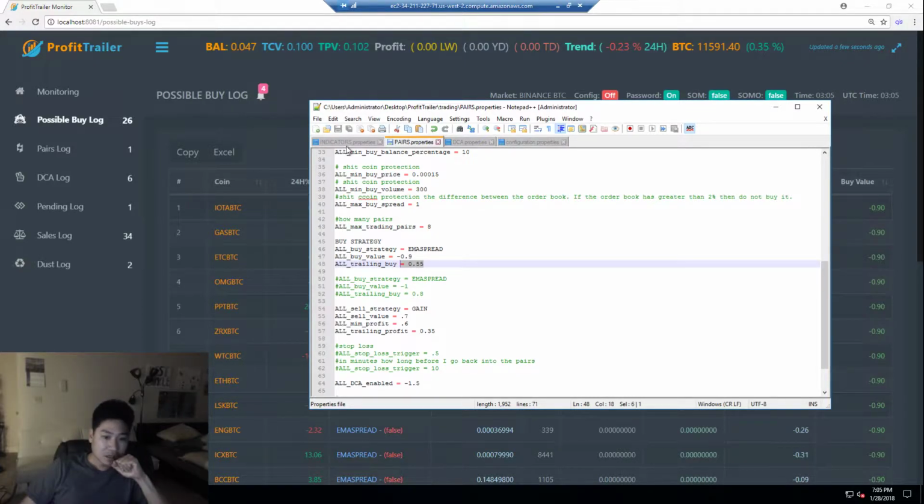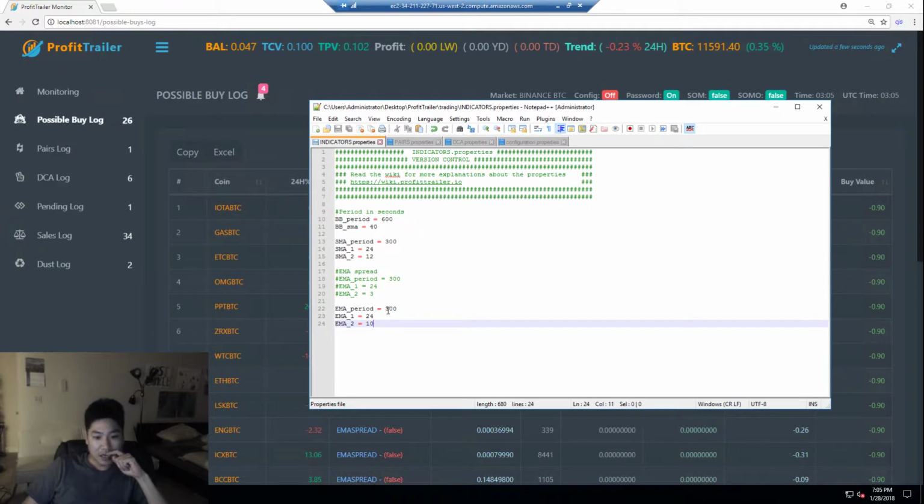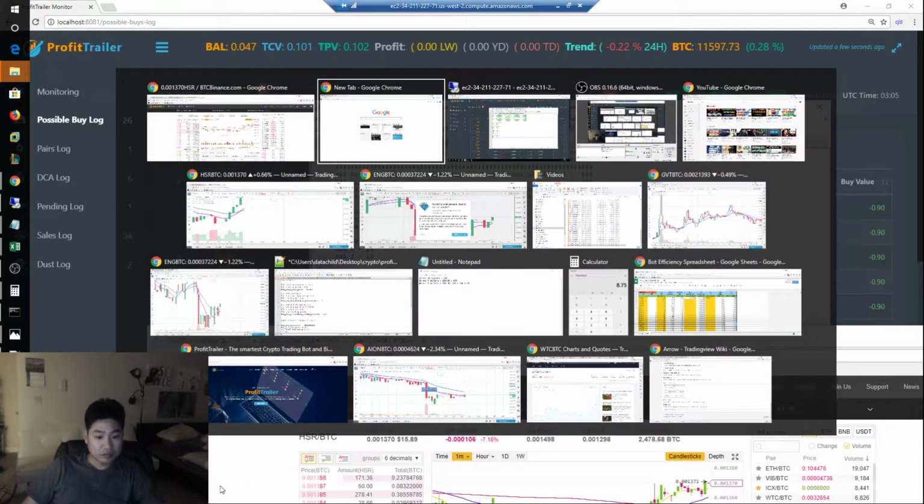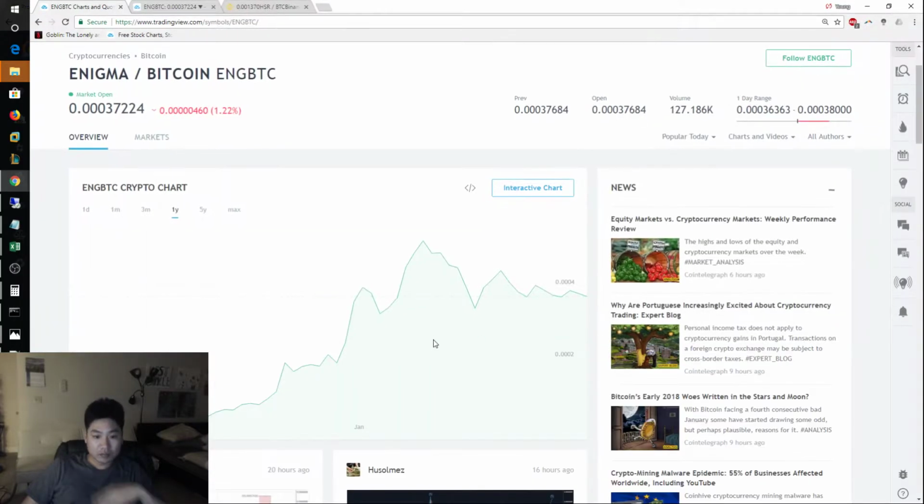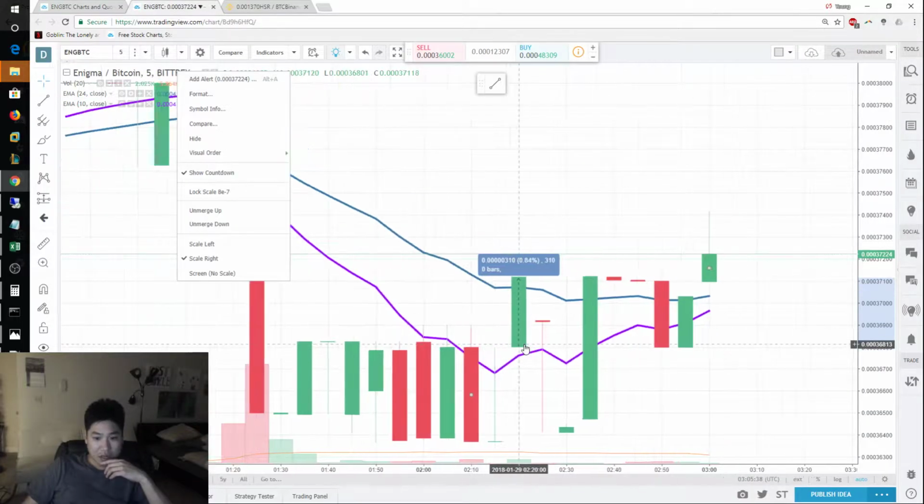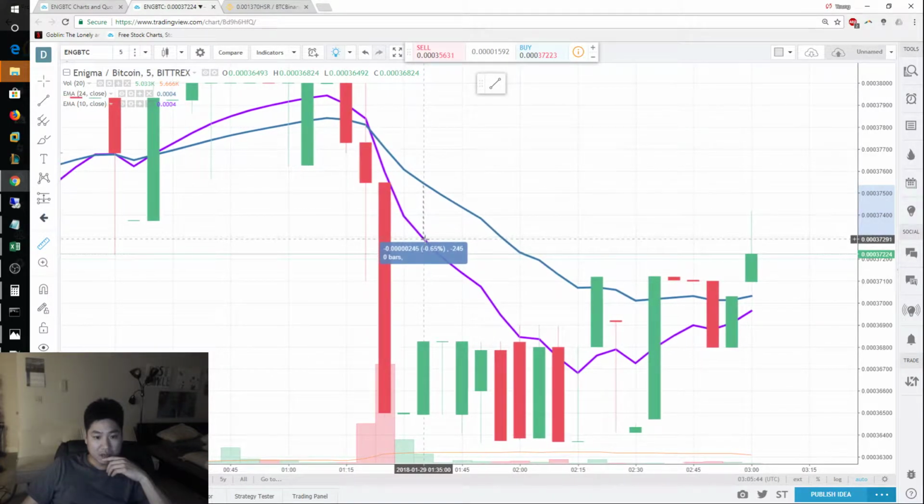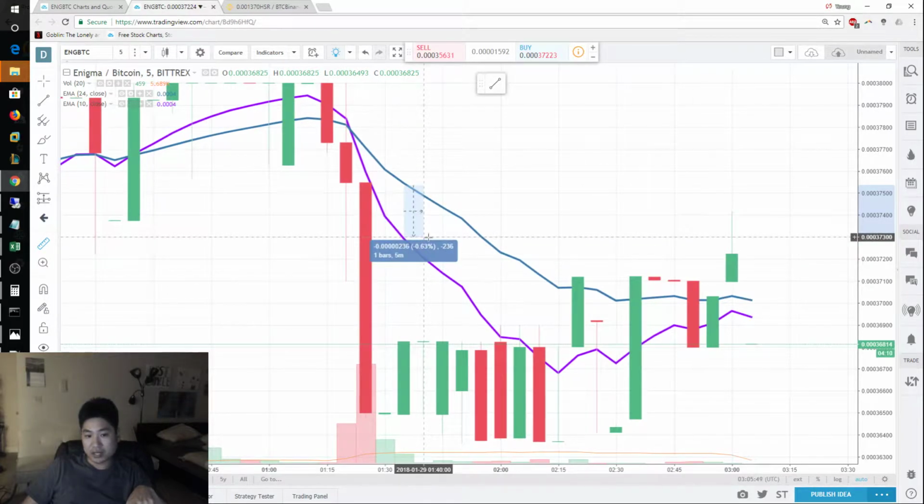Okay, so if I go to the indicators tab, I have 300 is 5 minutes, 24 is my slow moving average, 10 is my fast moving average, and let's take a look at a coin. So I already have this open, and this is an example that I use to sort of grab these numbers. So here, it's not going to buy because you see here it says 0.65.